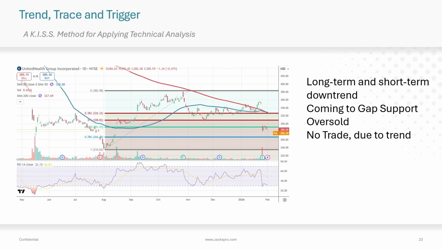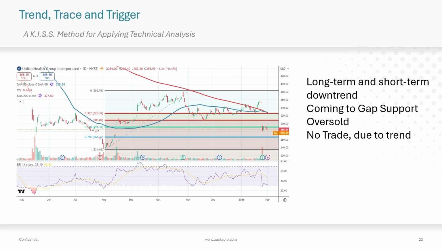Here's an example of a stock that's been beat up a little bit, United Healthcare. So long-term and short-term are both in a downtrend. Different from what we've seen before, because we have long-term, not only is it above the current price, but it's also negatively sloped. So that's a twofer that you don't want to see. Short-term also rolling over, getting real negative. It did come down to that gap support, though. We're in the gap up from that August gap.